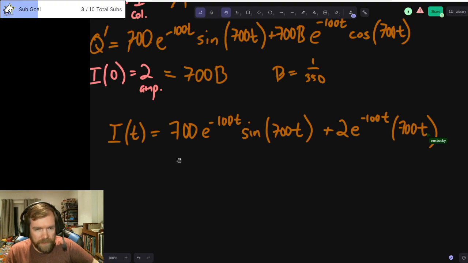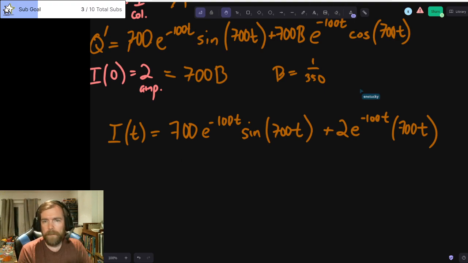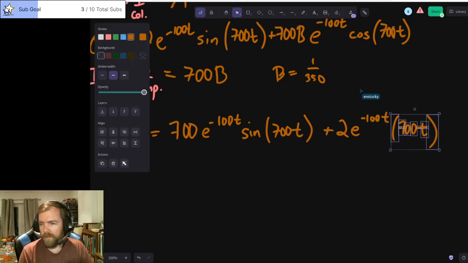Right, so the current I of t is going to be equal to 700 e to the negative 100t sine of 700t plus 2 e to the negative 100t cosine of 700t.